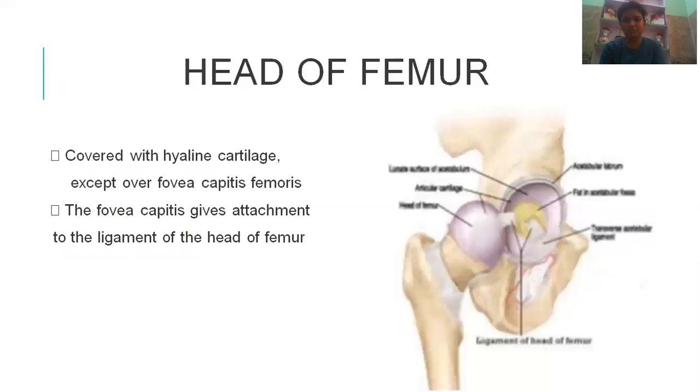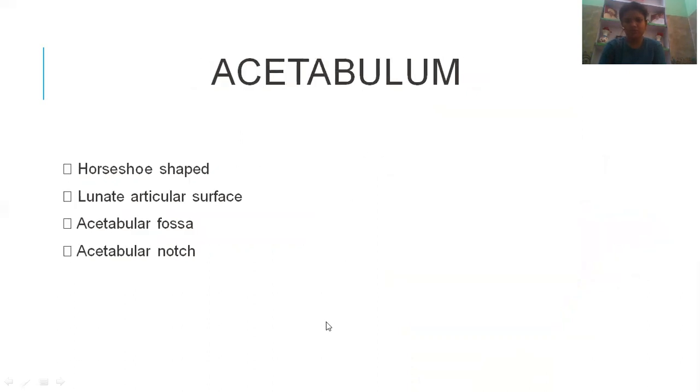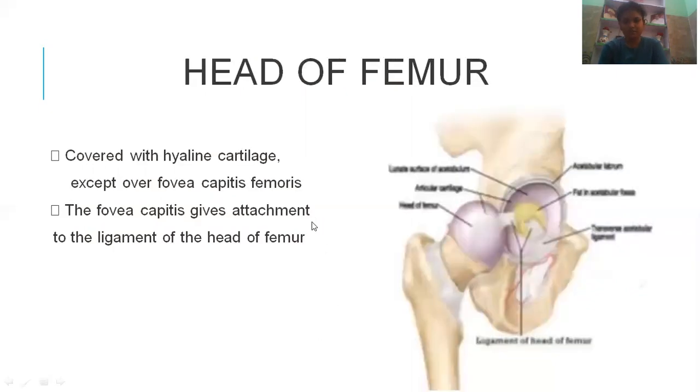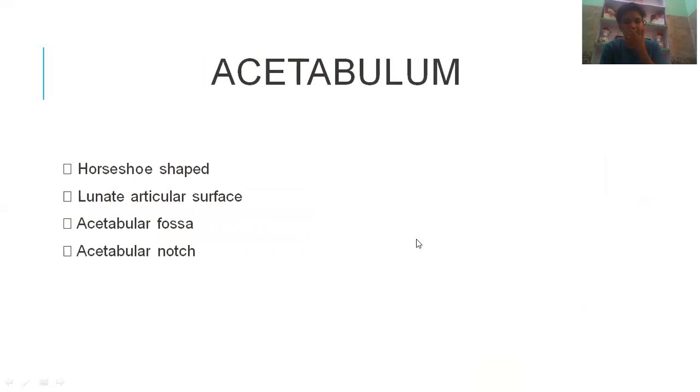Now we will talk about the acetabulum. This is the acetabulum, which articulates with the head of the femur and forms the hip joint. The acetabulum is horseshoe shaped, as we see in this diagram. It has a lunate articular surface, and the acetabular fossa or acetabular notch.